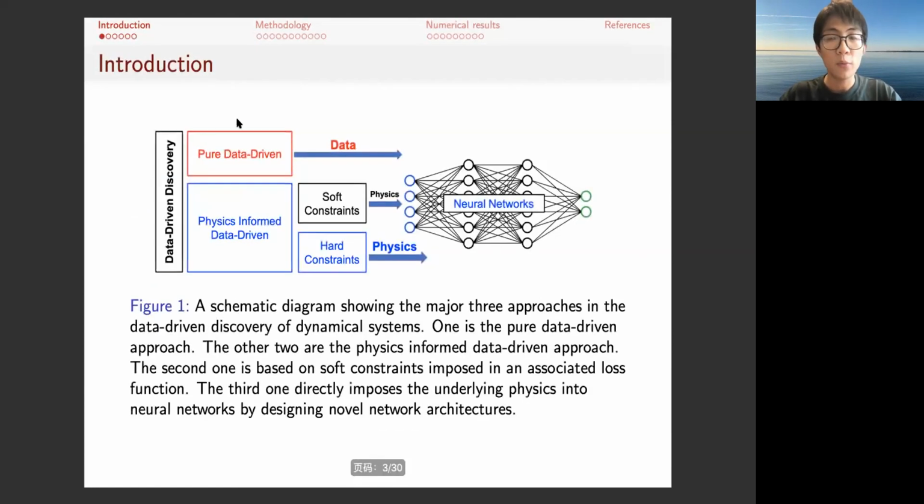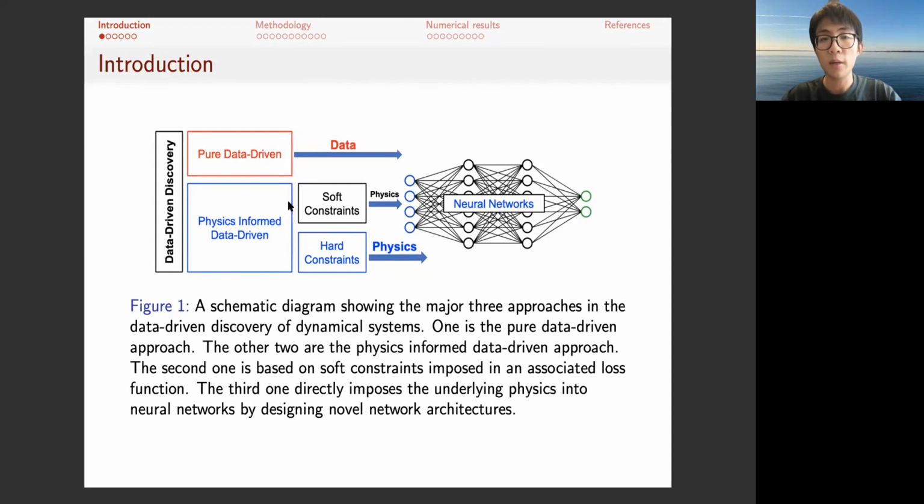So to start with, let me first describe the problem that we are considering. The general problem we're considering is the data-driven discovery of dynamics. Basically, we assume that the input to the problem is some sort of time series data, and that there is some kind of governing equation which is responsible for generating this sort of data. And the governing equation could either be deterministic or stochastic.